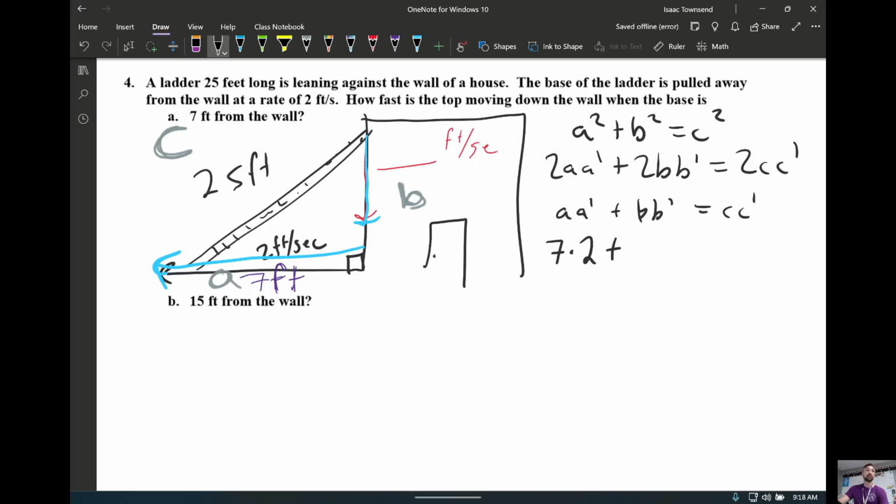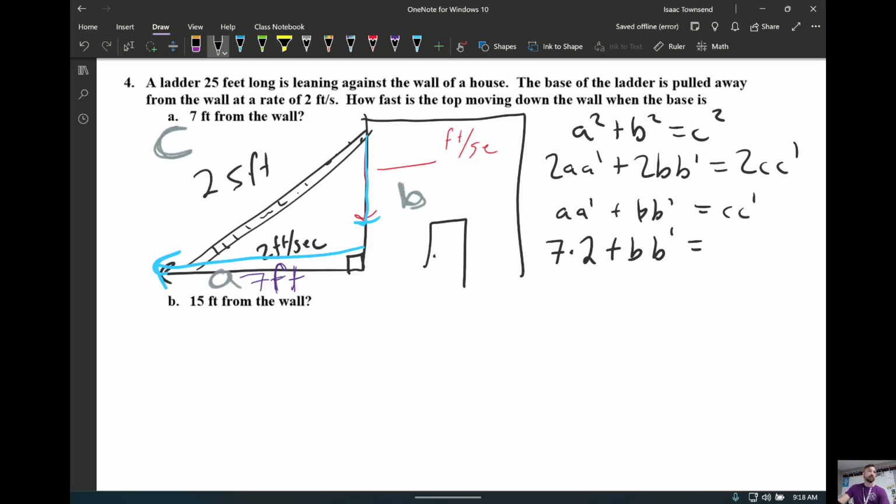Okay, do I know the length of B? No. You can find it out. Okay, I'll come back to that. So I don't know B, I'm going to leave it there. Do I know B prime? No. If I knew B prime, I'd be done, right? That's what we're trying to figure out. We're trying to figure out how this side's changing, so how this length B is changing in feet per second. So I don't know B prime.